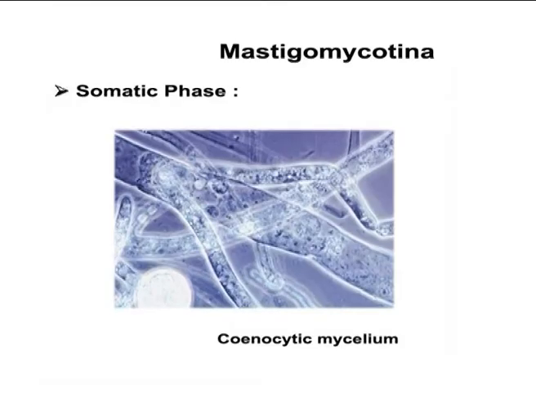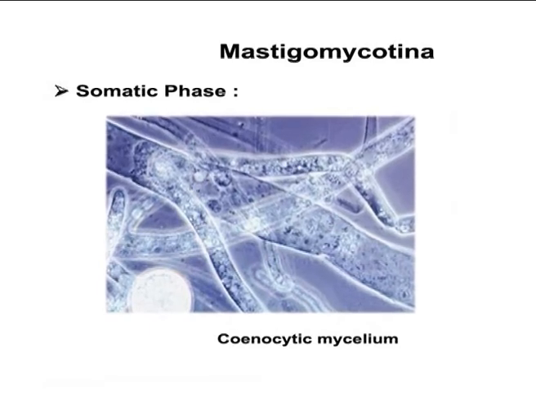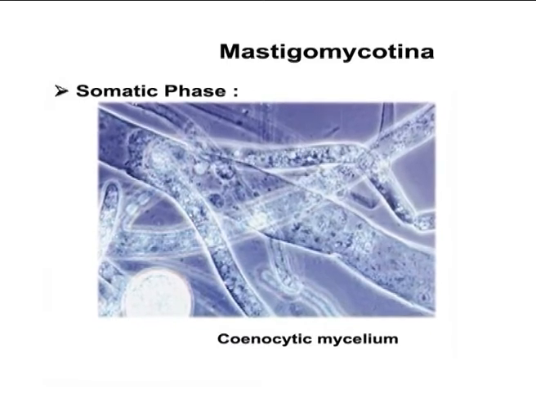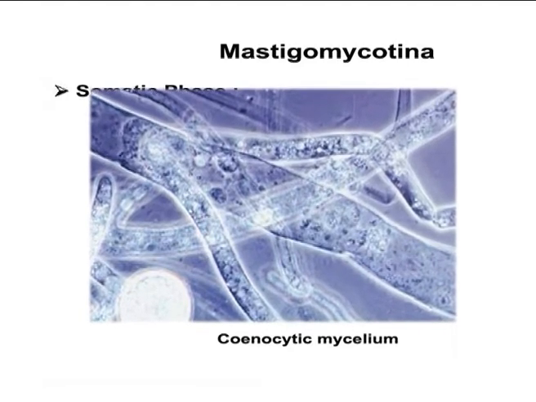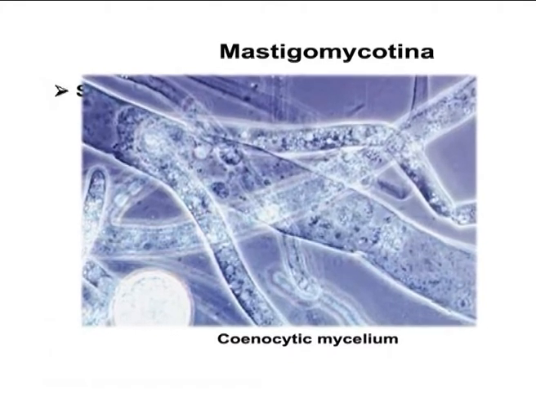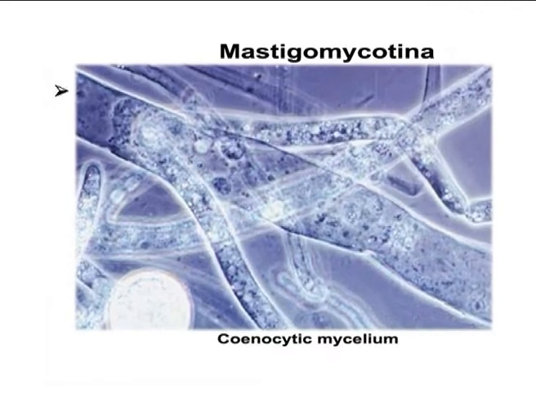Now, the characteristics of Mastigomycotina. It is the first subdivision of true fungi, where you can see the somatic body is composed of hyphae, which together gives rise to what we call mycelium. The hyphae is sinusoidal, a very tubular, branched structure that is devoid of any cross wall or septa in between. So, sinusoidal hyphae represents a multinucleate, tubular structure.